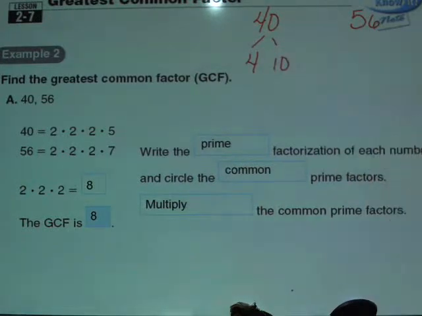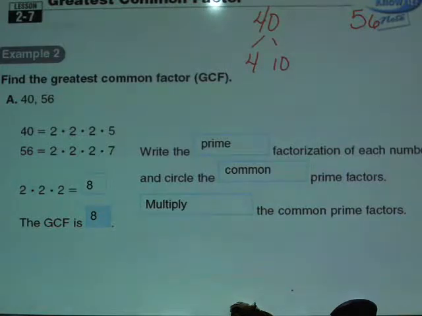Now, I get to stop when I have all prime numbers. Well, neither 4 nor 10 is a prime number. Now, maybe you're saying, okay, what's a prime number? A prime number is a number that's divisible only by 1 and itself. Like 3. The only way to make 3 is 1 times 3. 5. The only way to make 5 is 1 times 5.